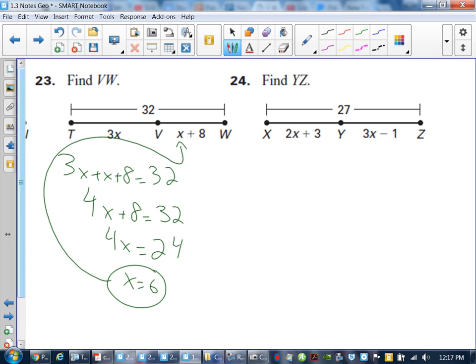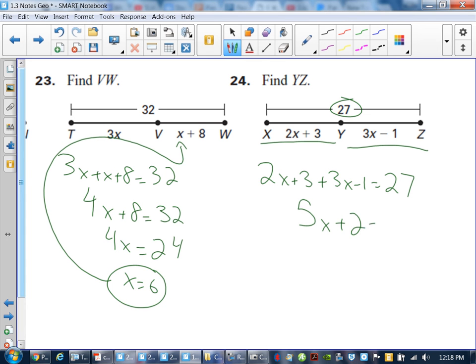Oh, yeah, I messed up. We have xy plus yz is 27. Combine like terms again? Yes, sir. And you get? And you could probably figure out the answer from looking at that, I hope.